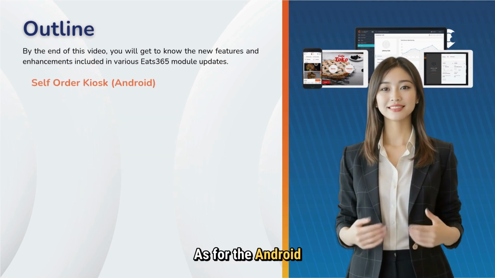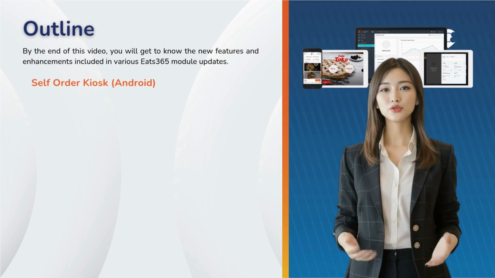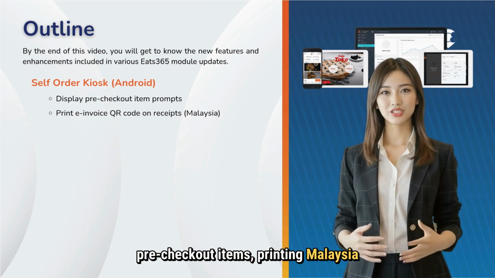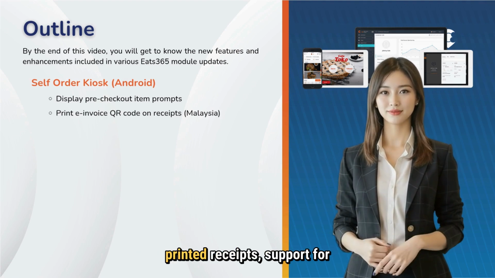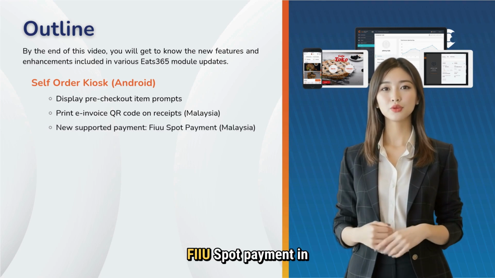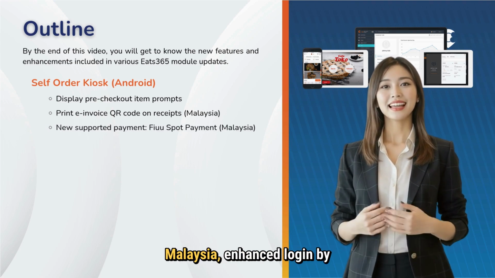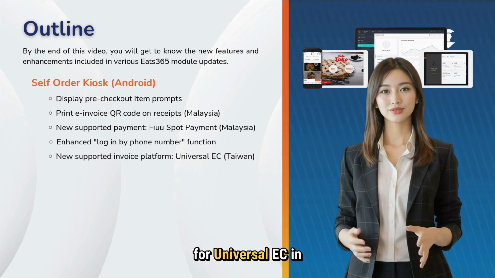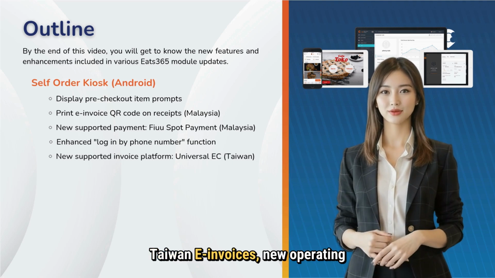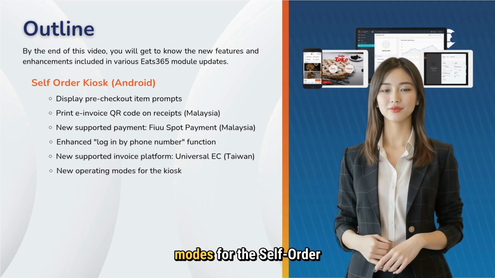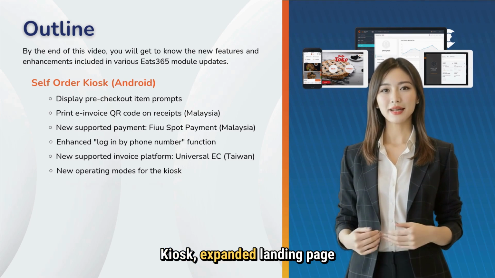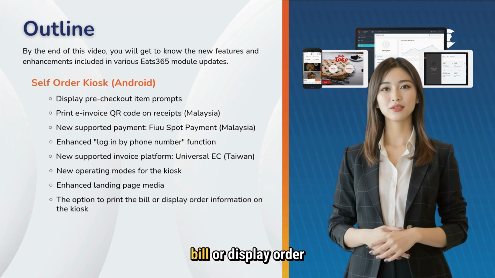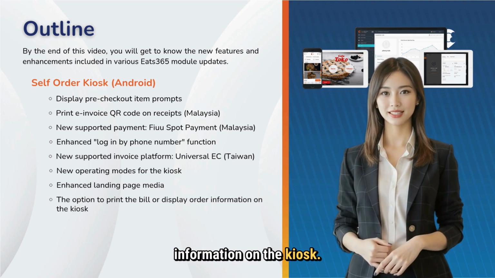As for the Android Self-Order Kiosk, we've added useful enhancements like displaying pre-checkout items, printing Malaysia E-Invoice QR codes on printed receipts, support for Fiuu spot payment in Malaysia, enhanced log-in by phone number functionality, support for universal EC in Taiwan e-invoices, new operating modes for the self-order kiosk, expanded landing page media capabilities, and the option to print the bill or display order information on the kiosk.